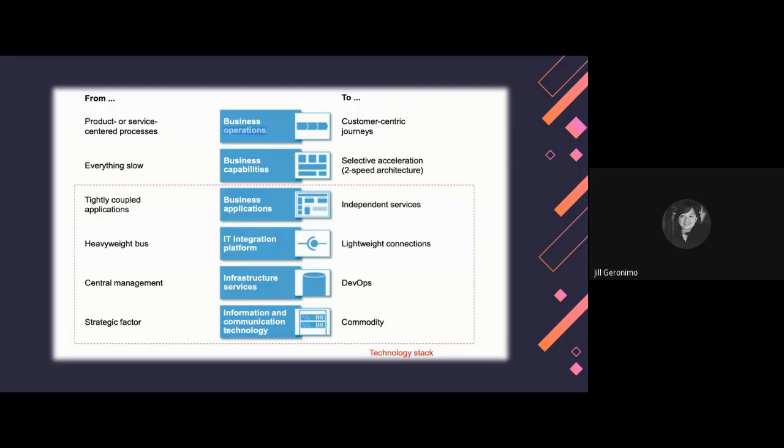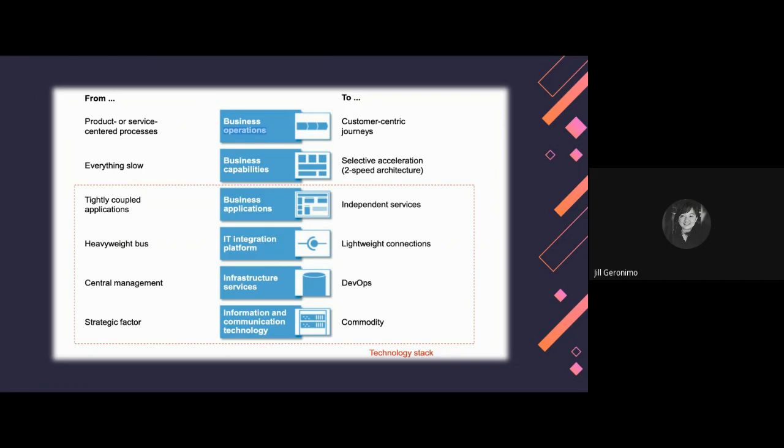If you can see on this illustration, on the left-hand side, before we used to have product or service-centered processes, but now it's more on customer-centric journeys. When it comes to business capabilities, we heavily relied on one operating model before, but today we use multiple operating models. With business applications, we heavily emphasized interdependency, but today we're starting to emphasize decoupling the applications. With the integration platform, we used a heavyweight bus, but now we understand that it's easier to just use lightweight connections.